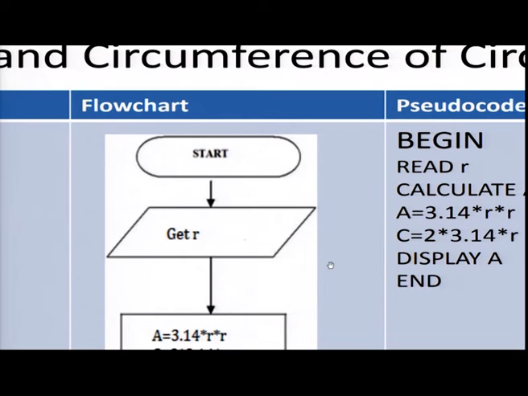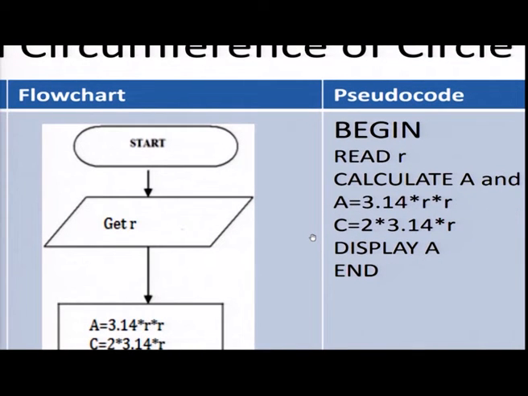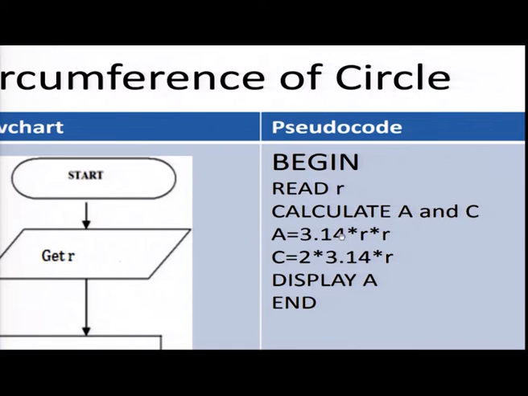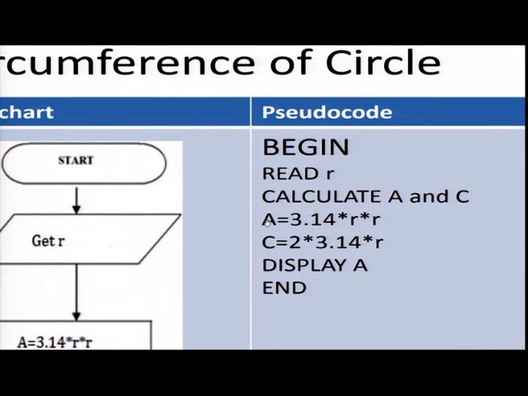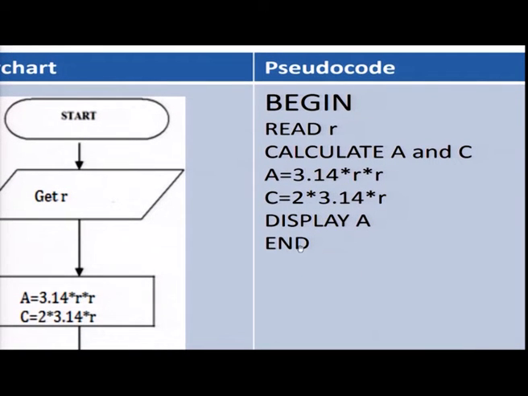Now let us find how to write the pseudocode for this area and circumference of a circle. To start with, you are supposed to give a begin. Read the value of r. Read r. Then calculate A and C. Then A equal to 3.14 into r into r. Circumference equal to 2 into 3.14 into r. And you are going to print the value of A and C. So display A comma C, or whatever has been asked, then end.